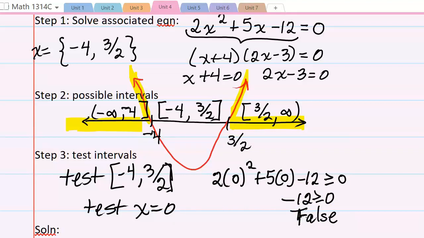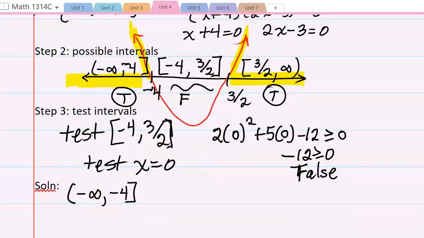Since the middle interval is false, we can conclude that testing the outside intervals will result in a true statement, making them the solution set of our inequality. Finally, let's state the solution as the interval of -infinity to -4 inclusive, union including the 3/2 to positive infinity. And this concludes this video.